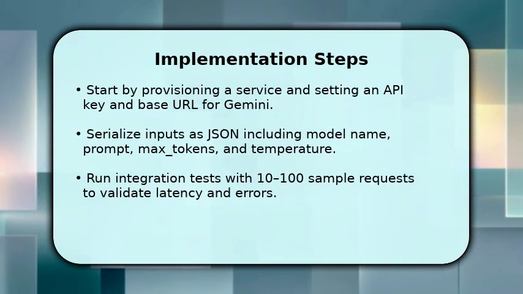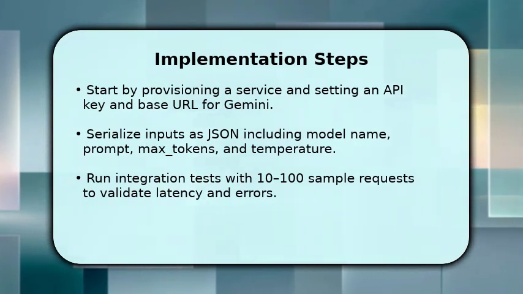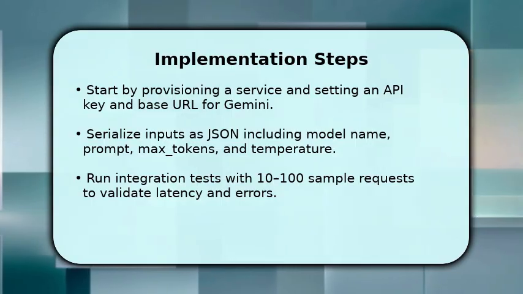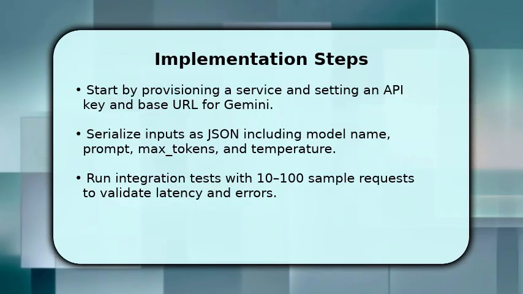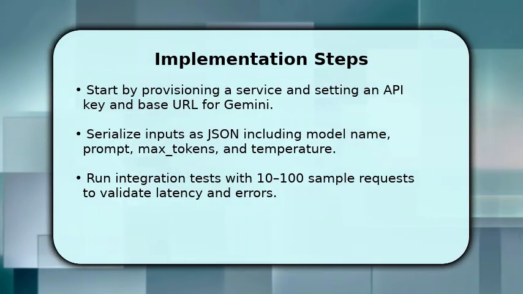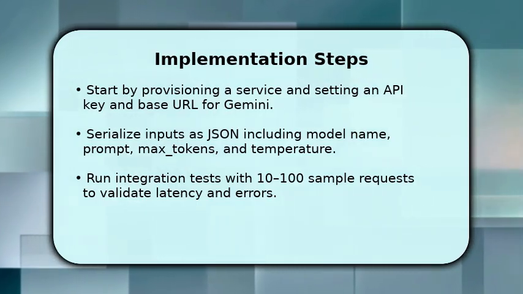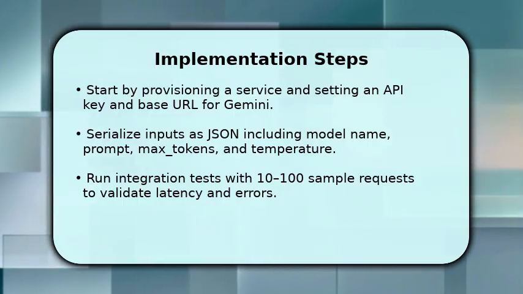Start implementation by provisioning a service container and securely storing your API key and base URL for Gemini Actor. Create a request schema that serializes user input as JSON with fields: model, prompt, max tokens, temperature, and metadata.